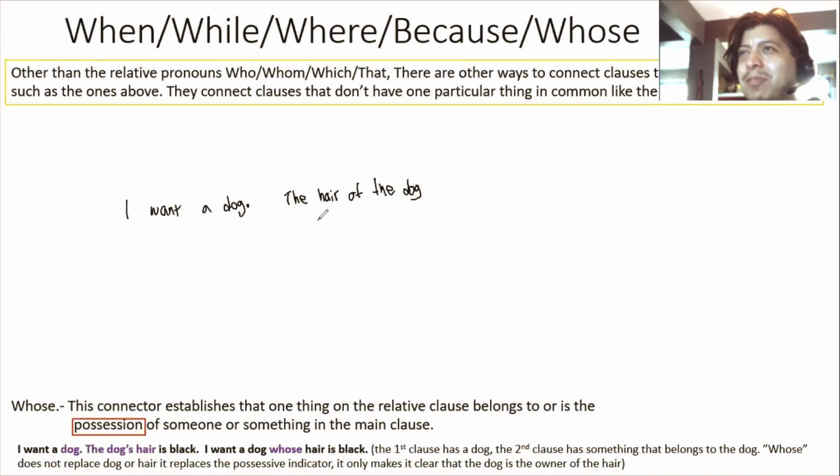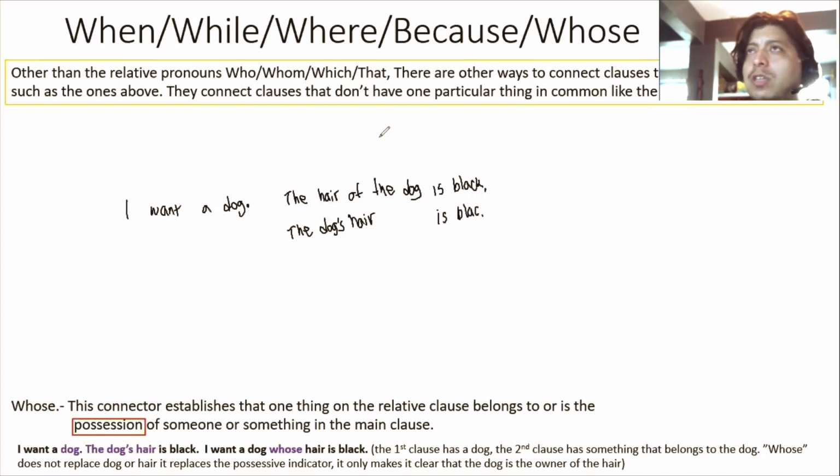Puedo decir the hair of the dog, aunque eso suena como en español, el pelo del perro. Más bien podríamos decir the dog's hair. Es más o menos lo mismo, pero está como en inglés. Estoy usando esto como un adjetivo. El pelo del perro. Acuérdense que los adjetivos van antes de los sustantivos. The dog's hair is black. Es negro.